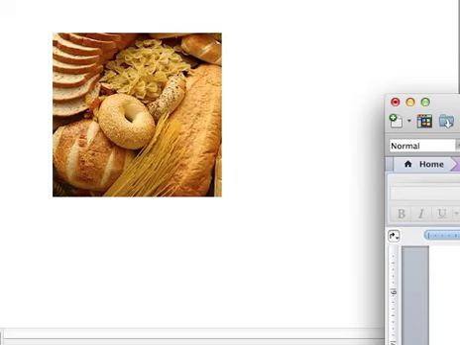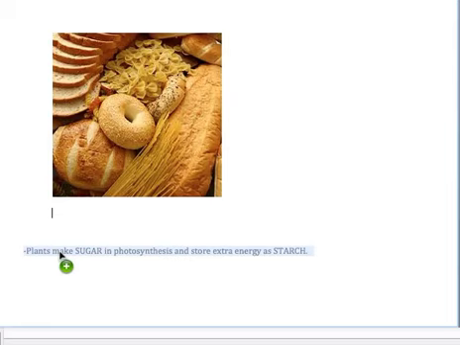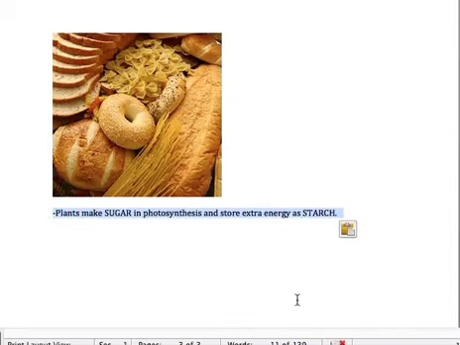Okay, now plants make sugar in photosynthesis, and they store extra energy as starch. So when we look at photosynthesis next week, we'll see how the plant makes sugar. But that's what it does. It makes sugar during photosynthesis in the chloroplast, and then when it doesn't use all of the energy from that sugar, it stores it as starch.